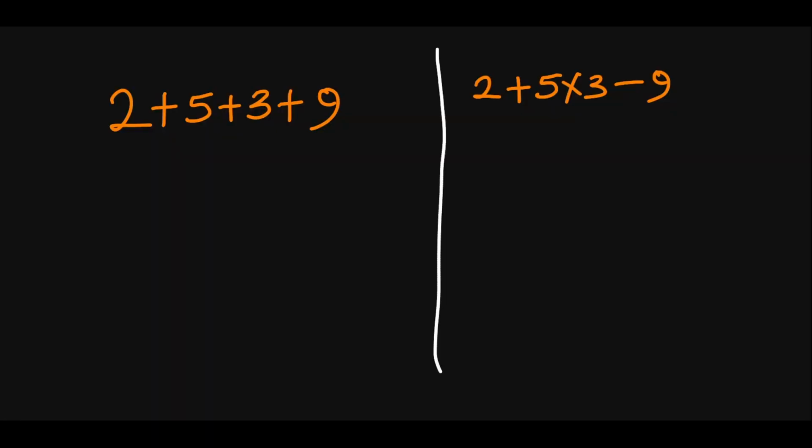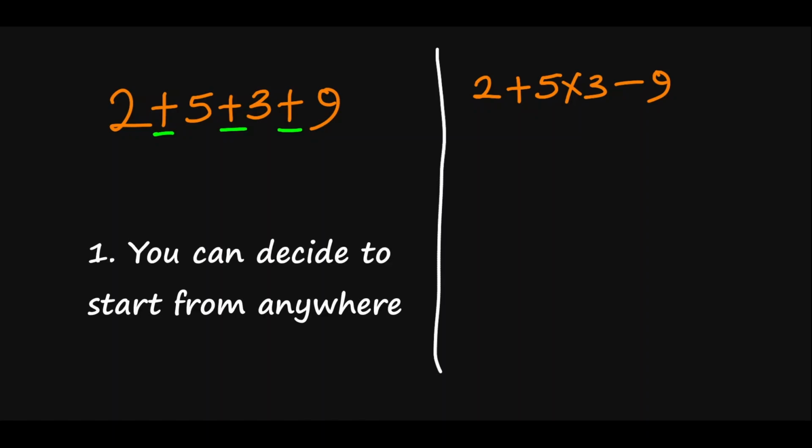To understand the order of operations, look at these expressions on your screen. On the left-hand side, you have 2 plus 5 plus 3 plus 9. What do you notice in this expression? All the operators are the same, plus, plus, plus. Now, what does this mean? It means that you have the freedom to do two things. First, you have the freedom to choose how you want to proceed in the simplification.